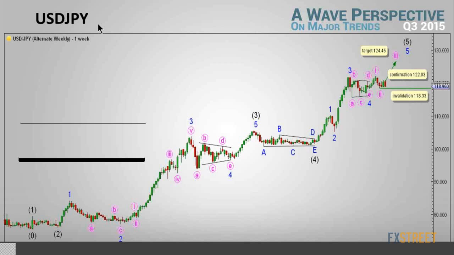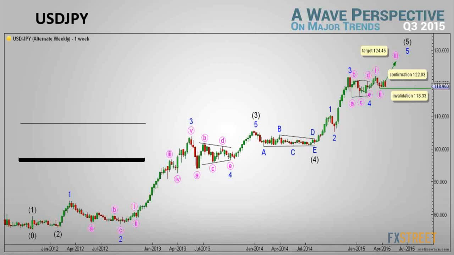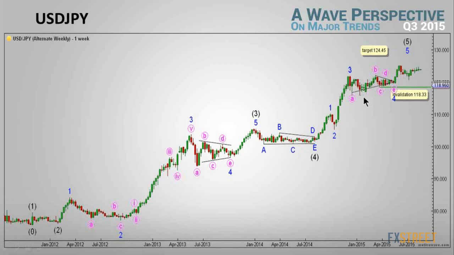The alternate count expected dollar yen to unfold toward the upside to reach 124.45 only if its confirmation point was reached at 122.03. Dollar yen unfolded as expected, moving toward the upside to reach its target at 124.45 and exceeding it, before reversing directions and moving in a sideways manner.